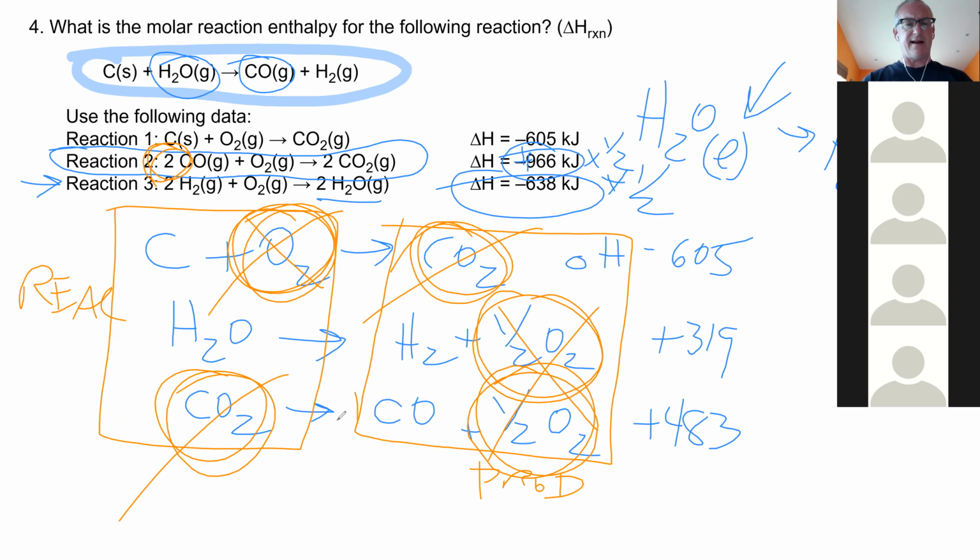So now I add everything that's left over together. When I add what's left over, on the reactant side, I have carbon plus water, which makes what's left on the product side: carbon monoxide plus H2. And that is the reaction we were looking for. That is the target reaction. How about OH?